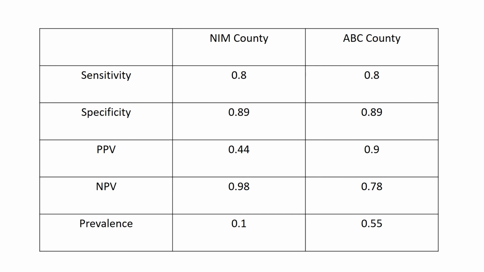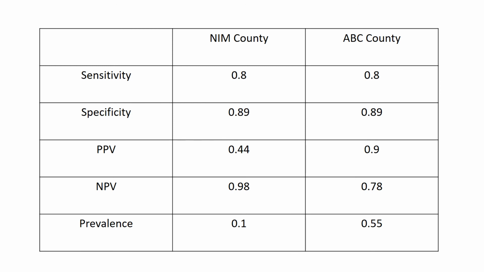However, note that the PPV and NPV are different. It increased from 0.44 to 0.9, the PPV did, from going from NIM to ABC County, but decreased from 0.98 to 0.78 when going between the two. This is because the prevalence of the disease is different.